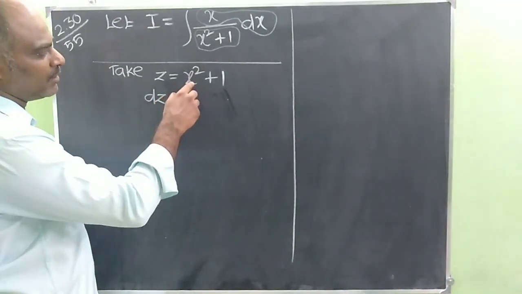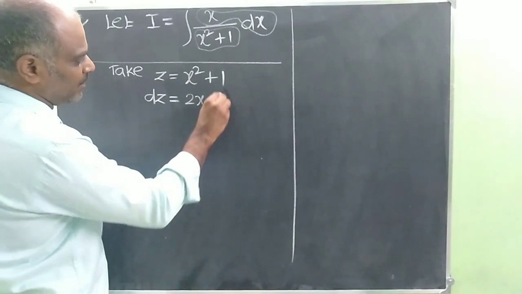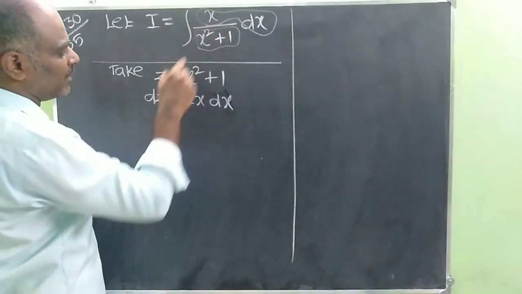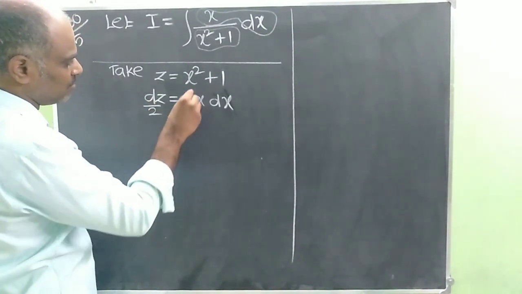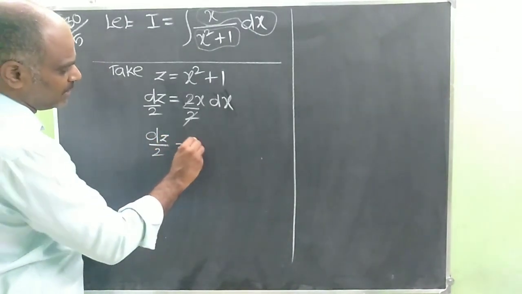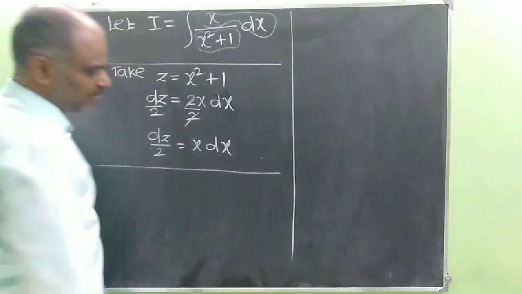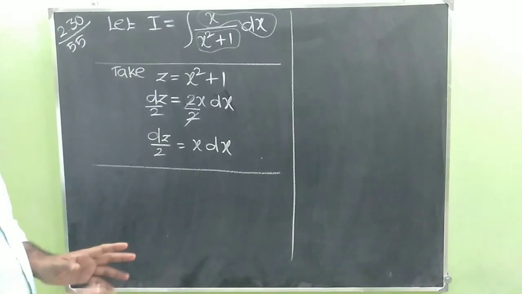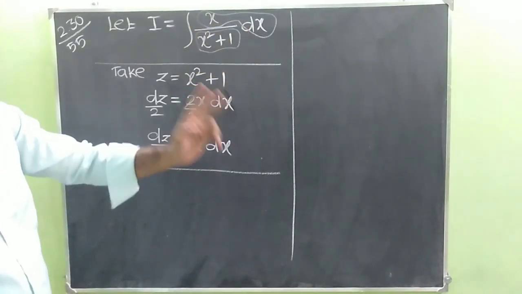Next, dz is equal to, x squared derivative with respect to x, we get 2x into dx. Here x into dx only, 2 is absent, so divide by 2 on both sides. dz by 2 equal to x into dx. So here the very important thing is you change all the x variable and dx into z and dz.